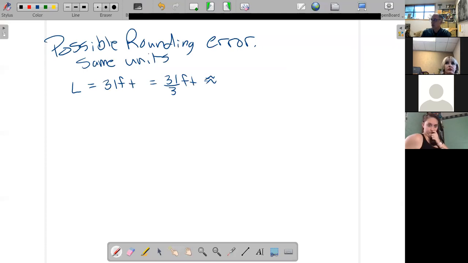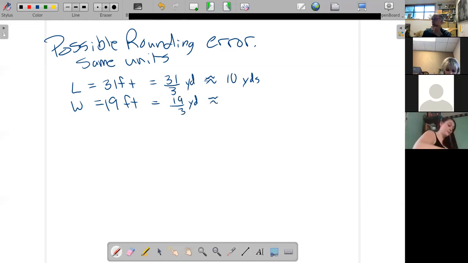So when I round, I usually make a wavy equals to remind myself. So I'm just going to say, hey, that's 10.3, and that should be yards. Oops, I messed up there. Once I divide by 3, I've converted to yards. And then the width, that was 19 feet. Divide by 3, and we get yards. And we'll round that. Let's see, 3 goes into 19, 3 times 6 is 18. So 6 times with 1 left over. Oops, I meant to write 0.3 up here. So I think that's going to be 6.3 approximately.